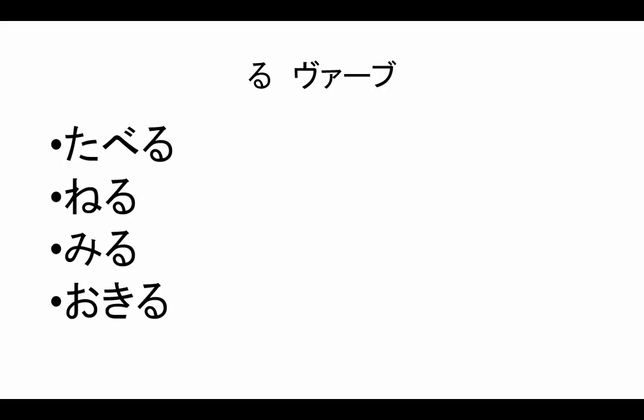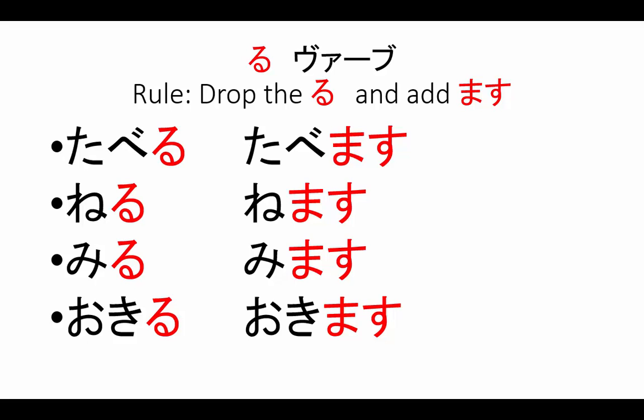Okay, so the examples in this lesson of ru verbs are taberu, neru, miru, okiru, right? Everybody remember what they mean? What's taberu? Neru, miru, okiru, to get up, to wake up. Does anybody remember what the rule is for ru verbs? Drop the ru and add mas. Yes, drop the ru and add mas. There you go.